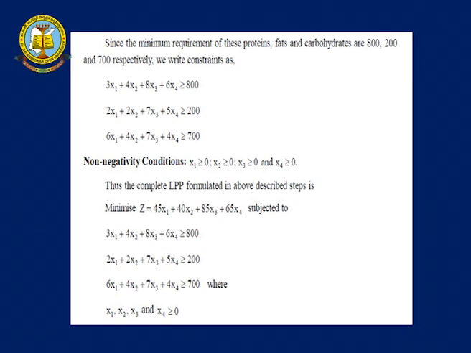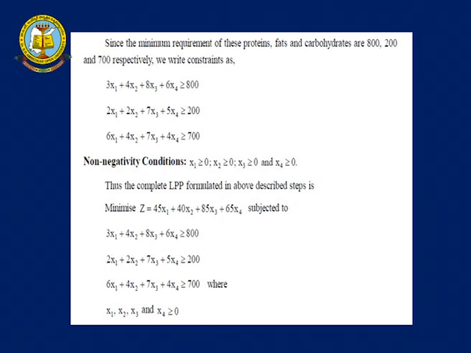These are the three constraints based on proteins, based on fats, based on carbohydrates. So, these are the subject to the constraints. And what about the last step in LPP? Non-negative condition. Here, how many variables do we have? x1, x2, x3, x4, that is 4 different types of foods.